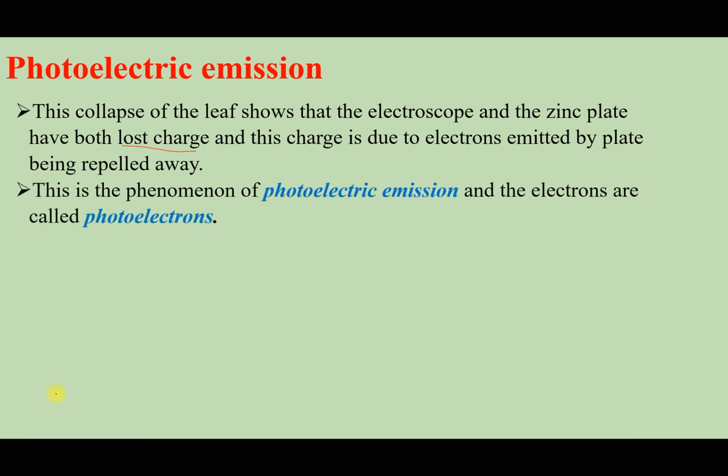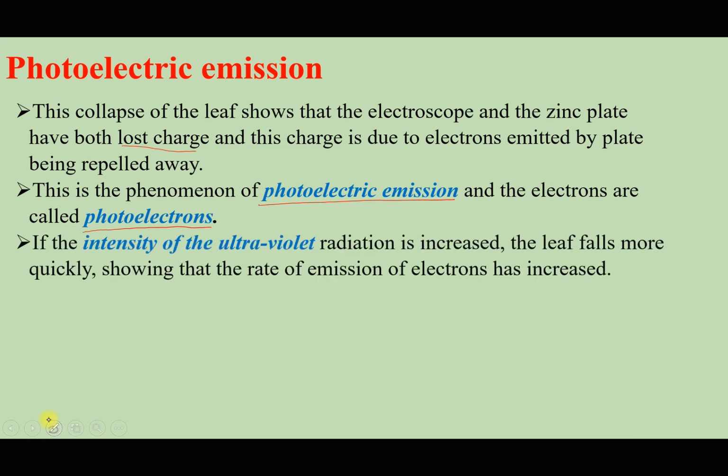So this is the phenomenon of photoelectric emission, and the electrons are always going to be called photoelectrons, and we shall be calling the movement or ejection of these electrons a photocurrent with time. And we have also seen that when the intensity of visible light was increased, because visible light could not eject electrons from the zinc plate, there was no effect. But if the intensity of ultraviolet radiation is increased, the leaf falls even more quickly.